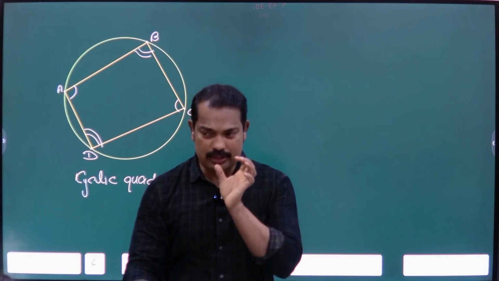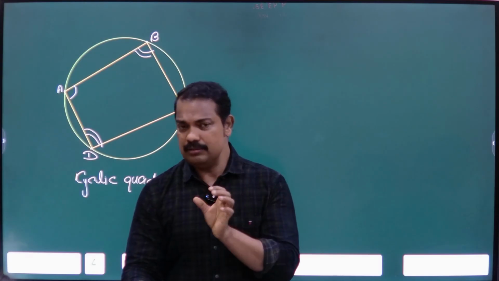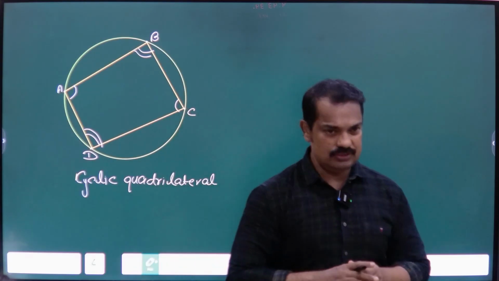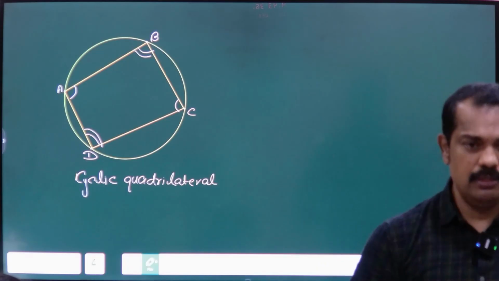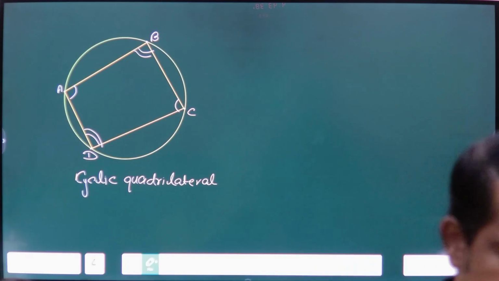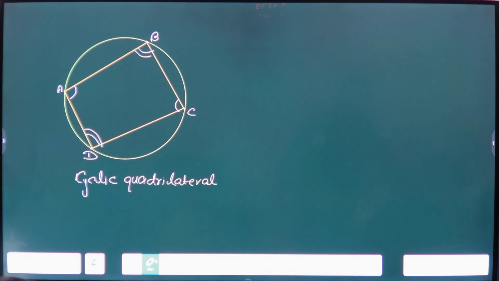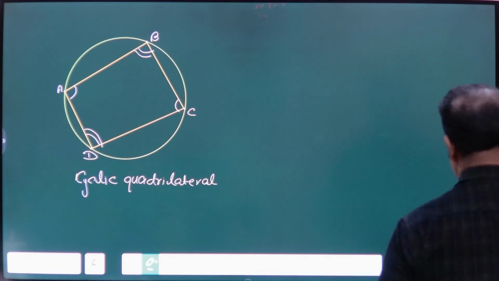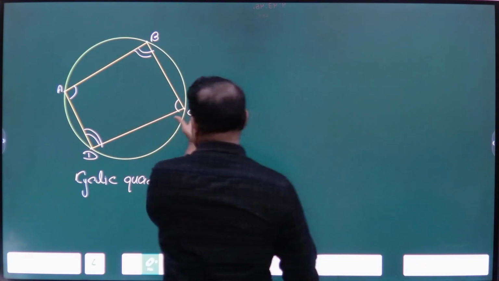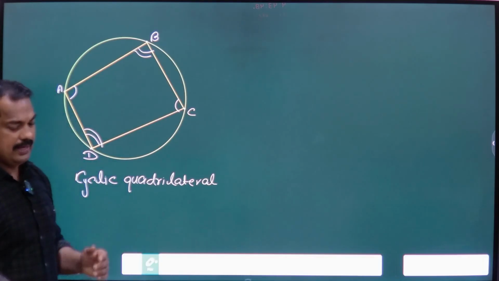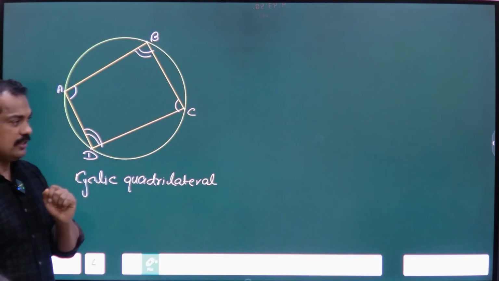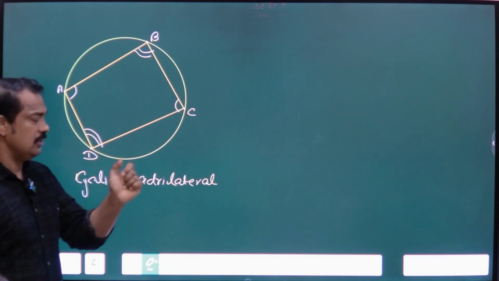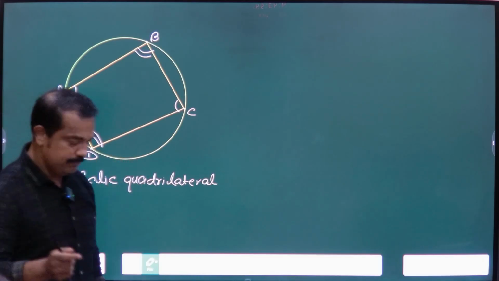And what is a cyclic quadrilateral? Clear? If all the vertices of a quadrilateral lie on a circle, it is called a cyclic quadrilateral. And in a cyclic quadrilateral, the sum of the opposite angles is 180 degrees. That is the next theorem. Write down the next theorem.